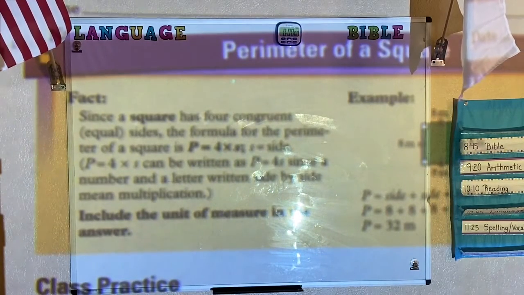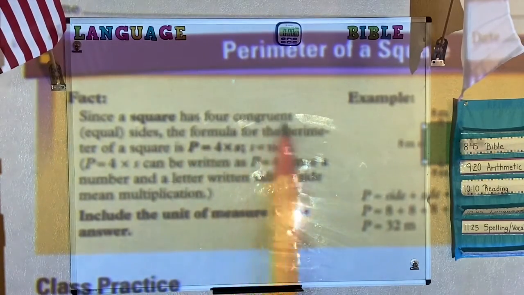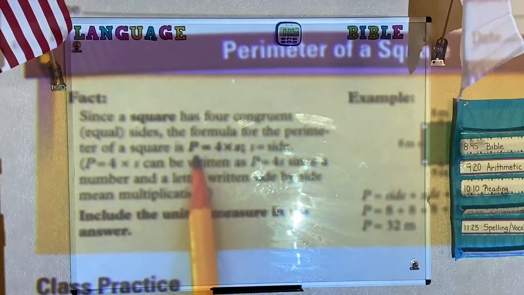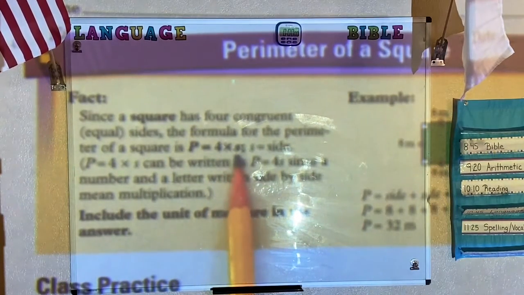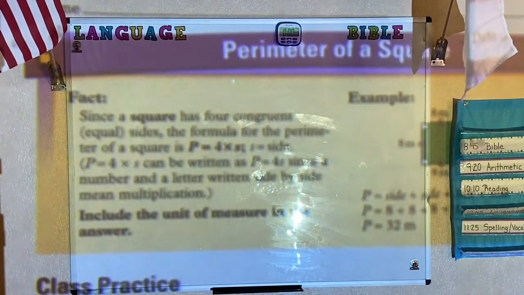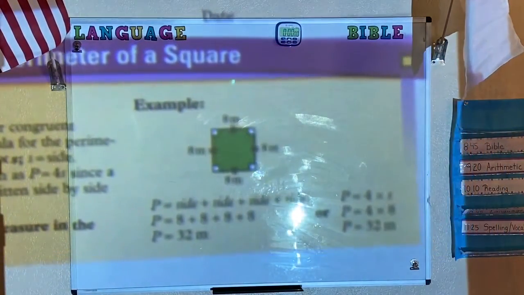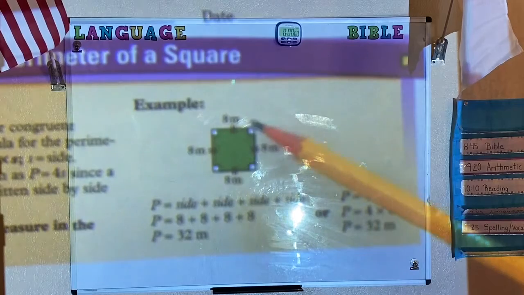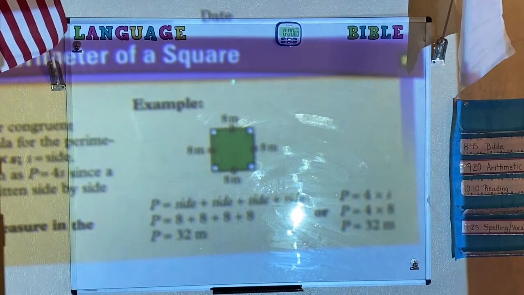Okay, let's look at this. Since a square has 4 congruent, equal sides, the formula for the perimeter of a square is P equals 4 times S, where S is the side. Basically you add all 4 sides together. Let's look at our example. Each side in this square is 8, so 8, 8, 8, and 8. We want to add all 4 sides together.